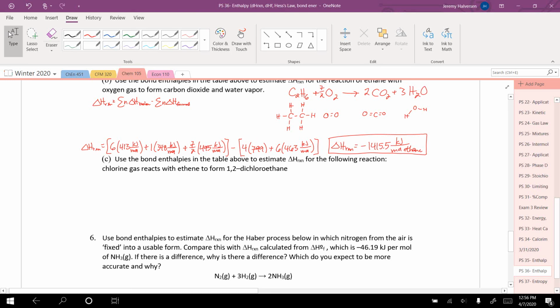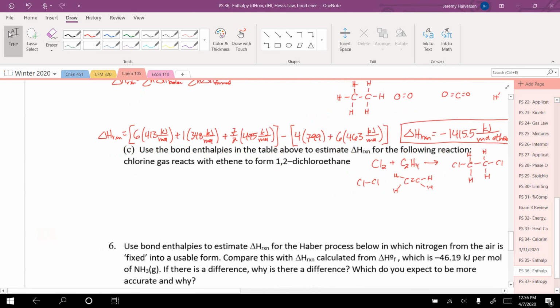Use the bond enthalpies to estimate the following reaction. Chlorine gas, chlorine's diatomic, reacts with ethene, C2H4, to form 1,2-dichloroethane. Okay, you don't know what that is, but it looks like this. And this is C double bond C, H, H, H, H, Cl, Cl.